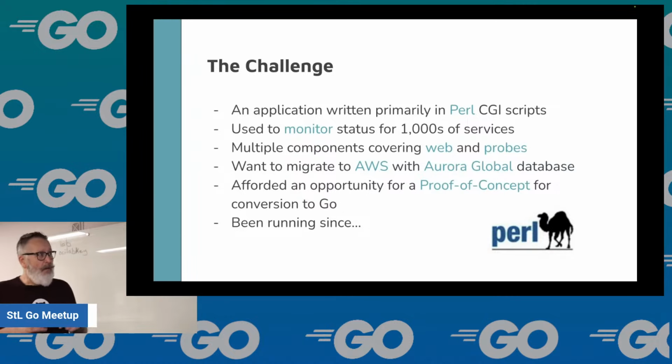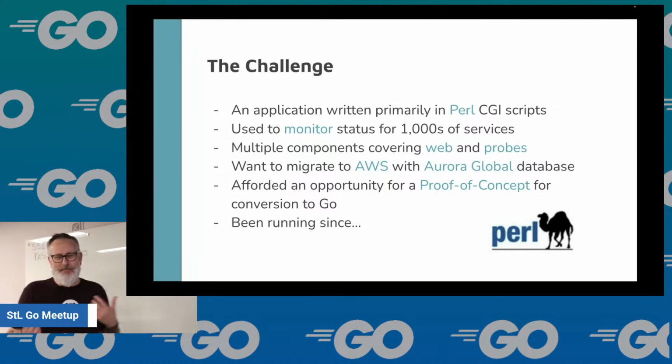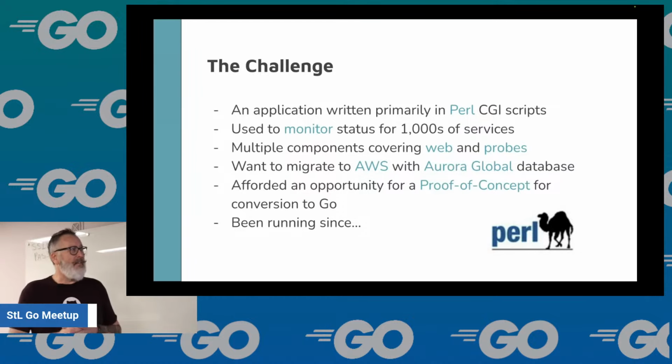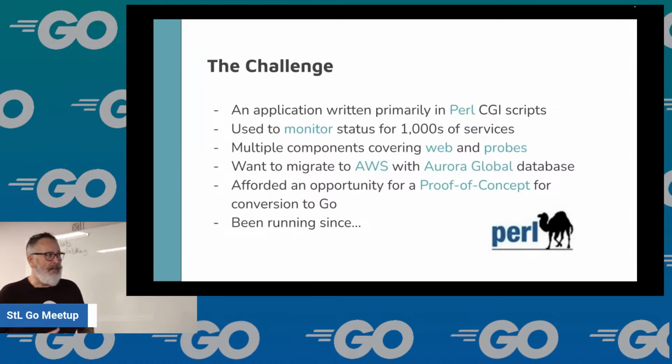It would have probes that would ping and do different things, like verify SSL was correctly set up and that we didn't have expired certificates. I mean, now we have nice things like Cert Manager, so an expired certificate shouldn't be happening too awful much. But anyway, this is a bit of an old application, and we wanted to migrate it up to AWS and an Aurora Global Database.